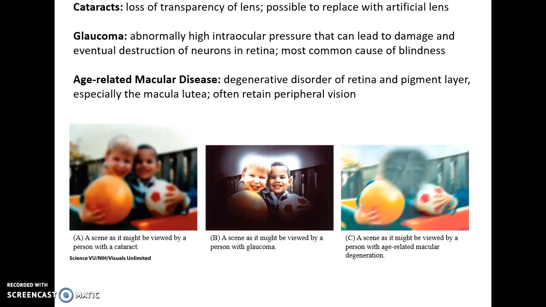Glaucoma. Glaucoma is when there's an extremely high ocular pressure in the eyeball, which leads to damage of the retina because the retina is very delicate. Often the peripheral vision is lost first, so that slowly over time, the area that they can see gets smaller and smaller. And then age-related macular disease. This is a degenerative disorder of the retina and pigment layers, starting in the macula lutea, hence the name. The center of the person's field of vision starts to get fuzzy and black out, and slowly over time that will continue to spread as the person loses more and more of the peripheral vision.